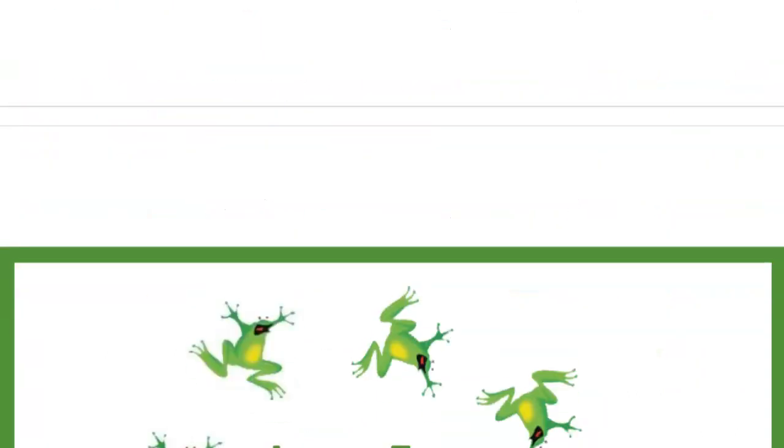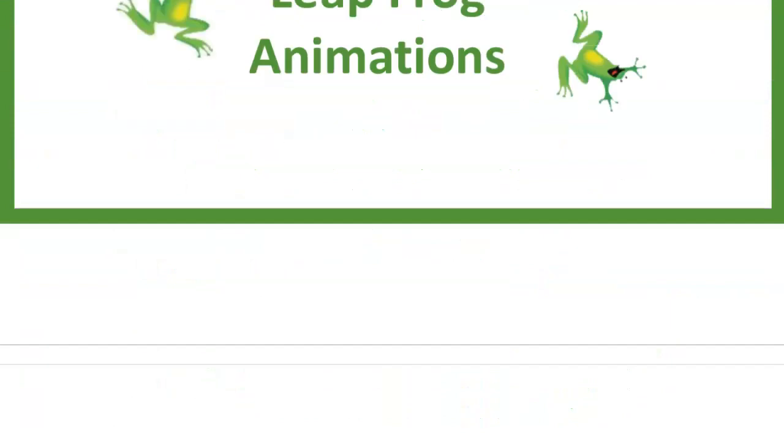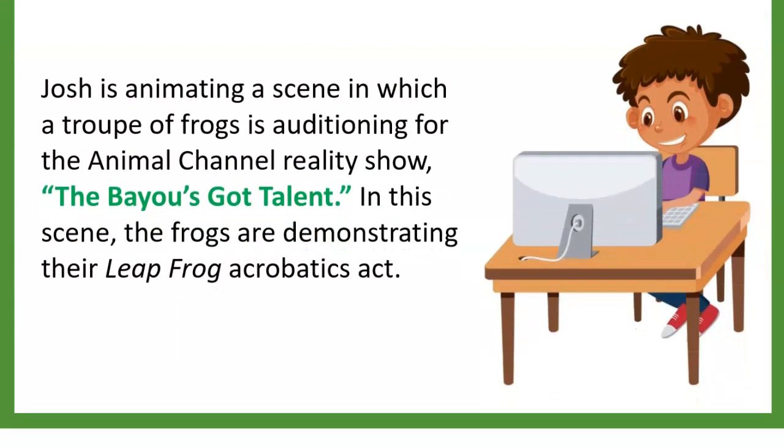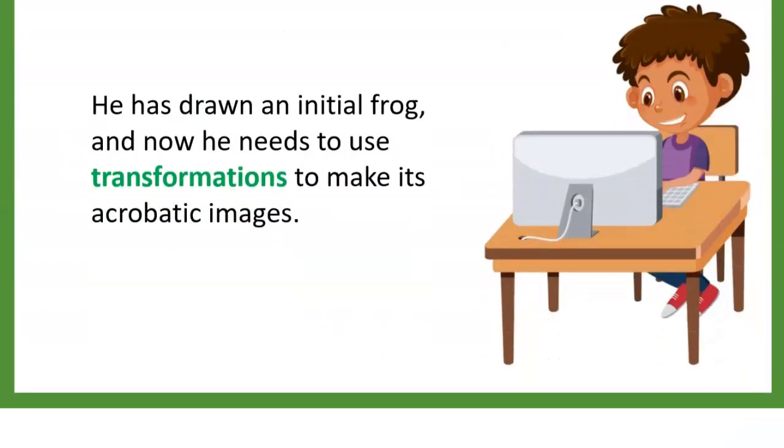All right, so let's get to our application of this today. We're going to look at leapfrog animations. Josh is animating a scene in which a troop of frogs is auditioning for the Animal Channel reality show, The Bayou's Got Talent. In this scene, the frogs are demonstrating their leapfrog acrobatics act. He has drawn an initial frog, and now he needs to use rigid transformations to make its acrobatic images.